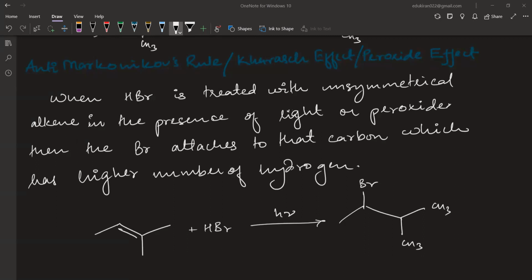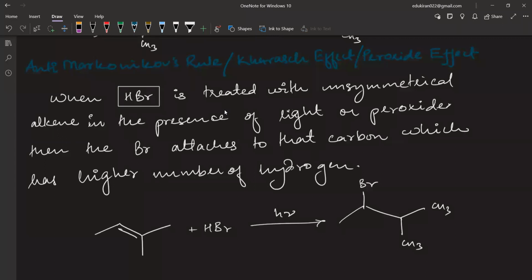Chaliye. Please write this down. Let me know when you are done. So we will do the mechanism in the next class, but today you will practice with the products. So when you have peroxide or light, or when you don't have peroxide or light, this is only true for HBr, not for any other hydrogen halides.